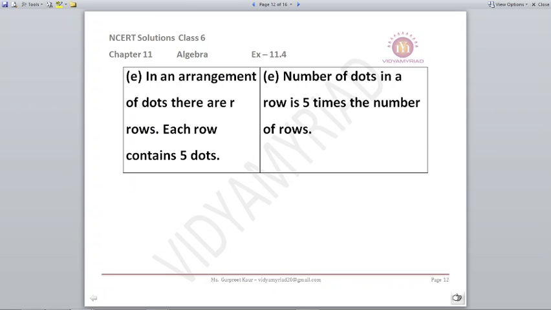In an arrangement of the dots, there are r rows. Each row contains 5 dots. So then we can say the number of dots is 5 times the number of rows.